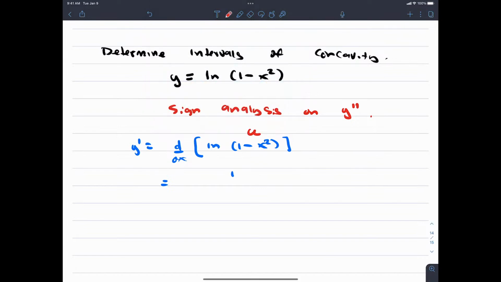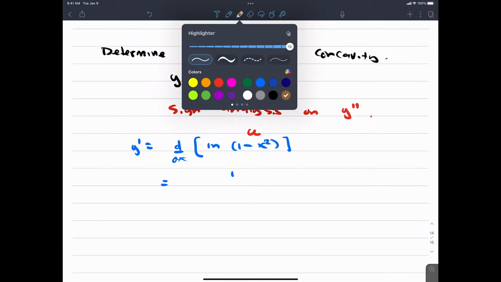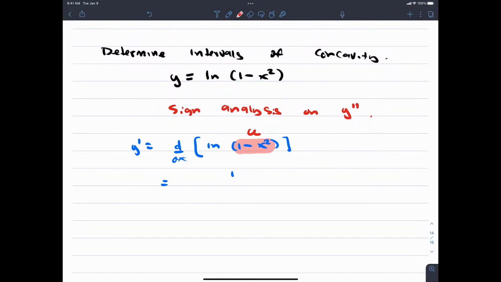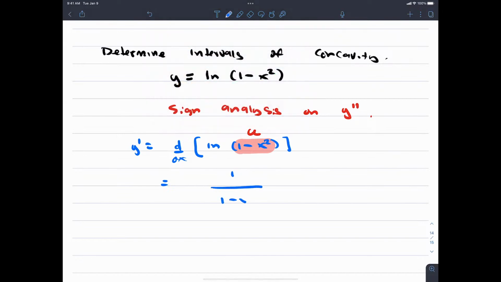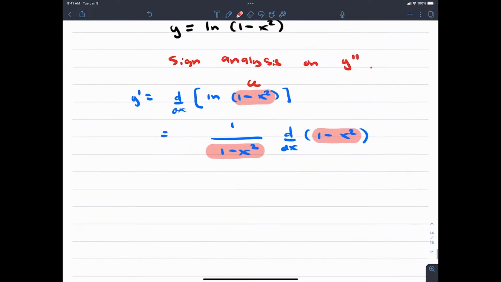Chain rule. This portion here is your u. So you say, well, what is chain rule? Well, it's 1 over the u, but your u is 1 minus x squared, right? That's the u, times the derivative with respect to x of that u. Okay, so this is what you want to learn, this chain rule version of the formula.